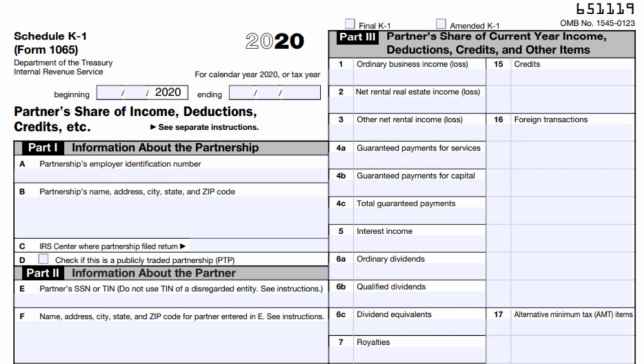So if you're not really sure where you're sending your form, you want to go to the IRS website to find out. Item D, you need to check this box if your partnership is a publicly traded partnership with shares that are bought and sold on an established securities market. And on Part 2, information about the partner, item E, you need to enter your taxpayer identification number, your TIN, which can be either your social security number, individual taxpayer identification number, or employer identification number.